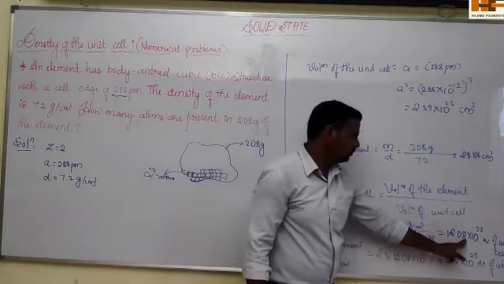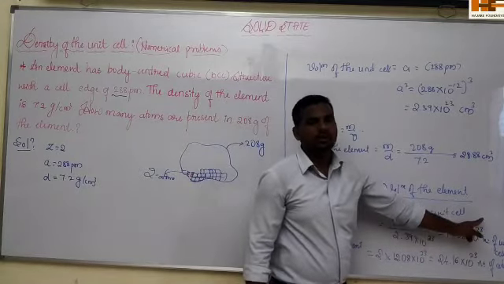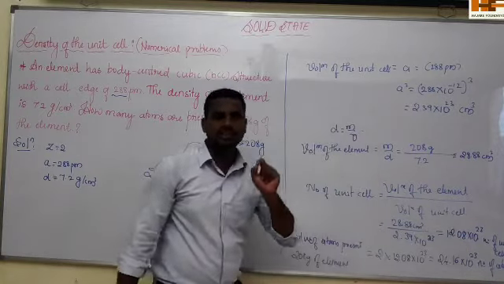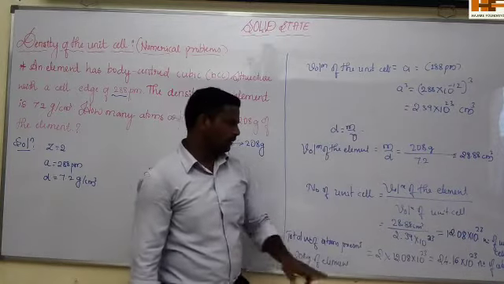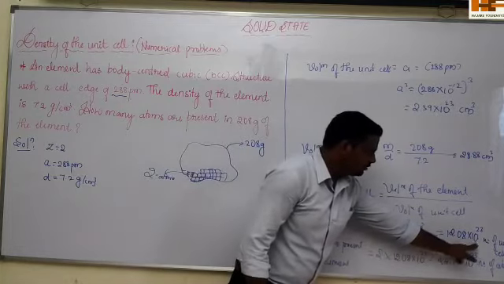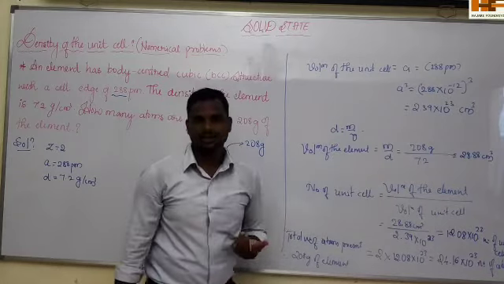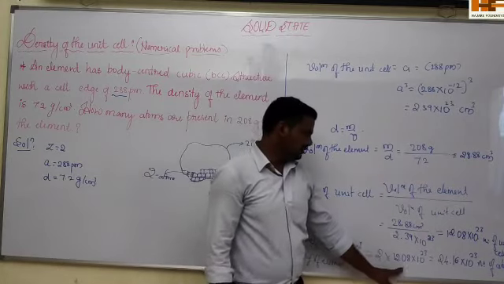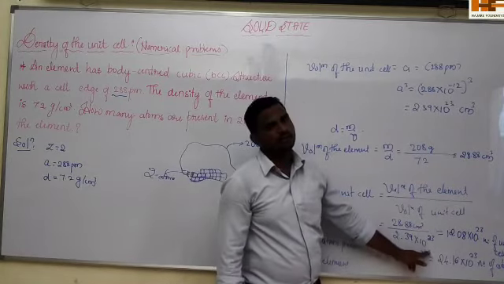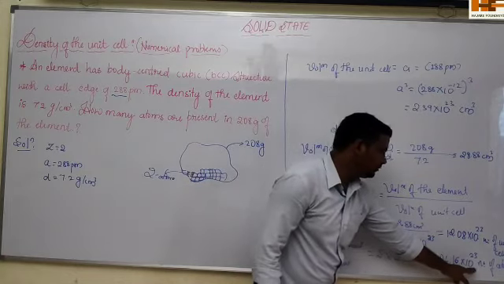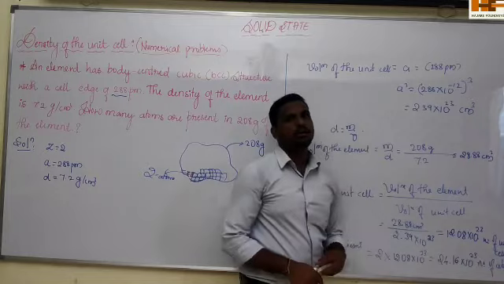So that is 12.08 into 10 to the power 23. So I got the number of unit cells. In each unit cell there are 2 atoms. So 12.08 into 10 to the power 23 unit cells contain how many atoms? That is 2 into 12.08 into 10 to the power 23, which equals 24.16 into 10 to the power 23 number of atoms.